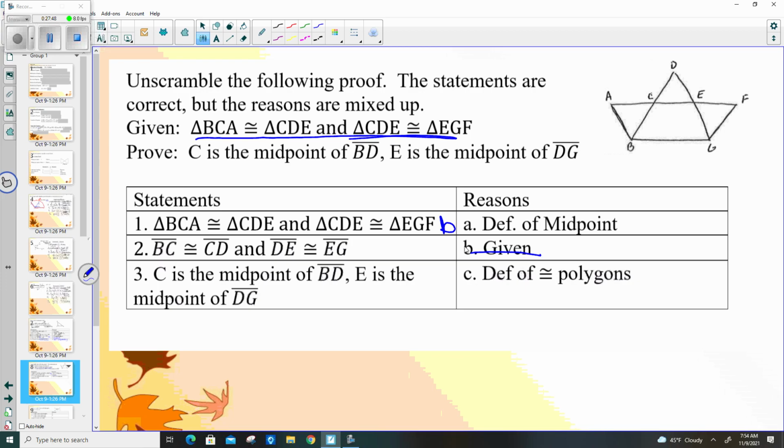All right. Now we have segment BC is congruent to segment CD. And something you'll want to do as you're doing proofs is mark things on your picture. So BC is congruent to CD, and segment DE is congruent to segment EG. So I just put tick marks on my picture to show myself what that statement told me. Why can I say, just knowing that the triangles are congruent, that those segments are equal?